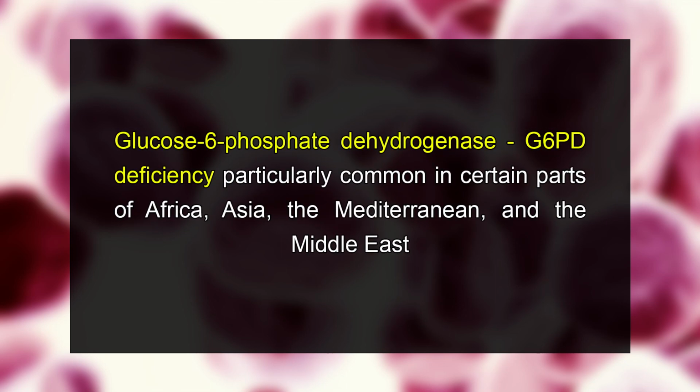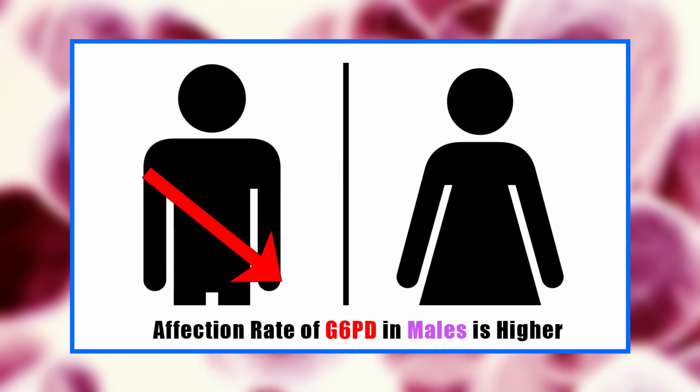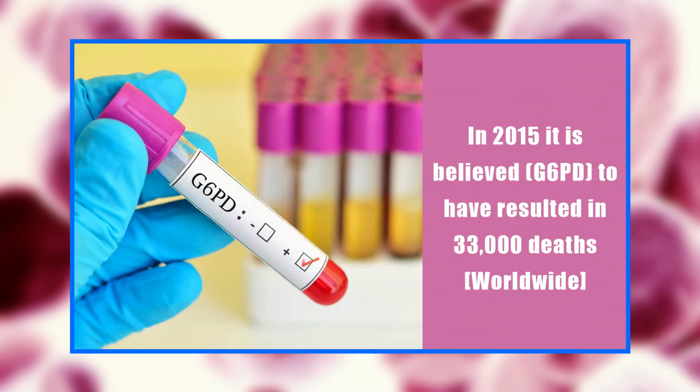About 400 million people have the condition globally. It is particularly common in certain parts of Africa, Asia, the Mediterranean, and the Middle East. Males are affected more than females. In 2015, it is believed to have resulted in 33,000 deaths.